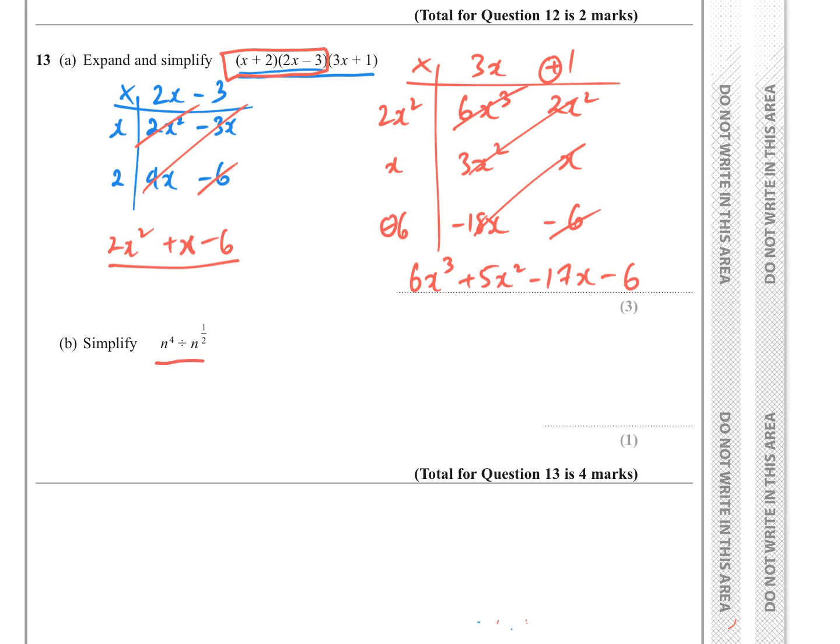Part B, we've got to simplify this expression here. So we'll have n to the 4 all divided by n to the power of a half. And the rules of indices would tell us to subtract these powers. So it would be n to the 4 minus a half. So I would write that as 8 halves, which is what 4 is, minus 1/2. So it would be n to the 7 halves.